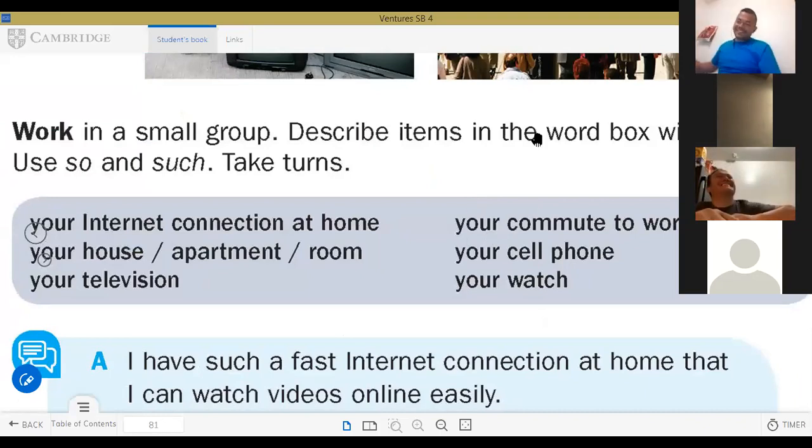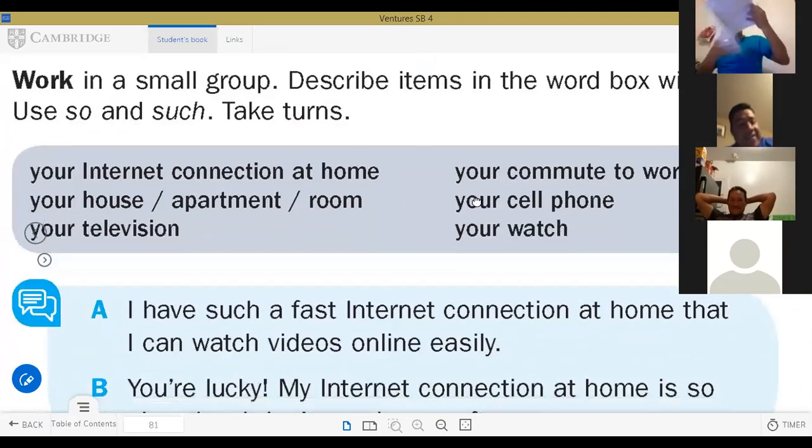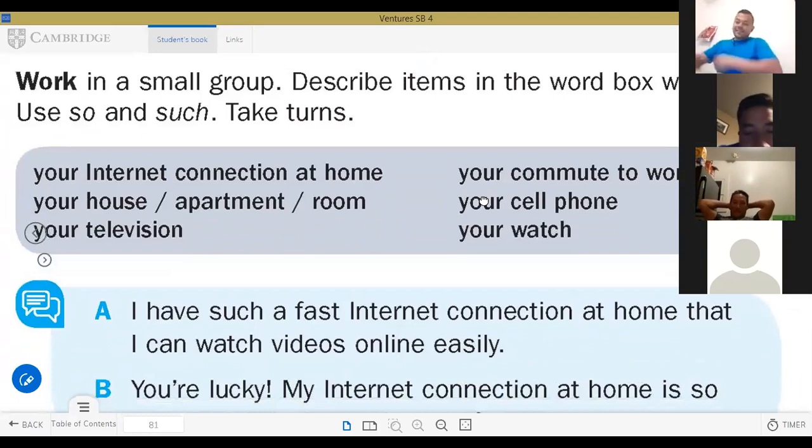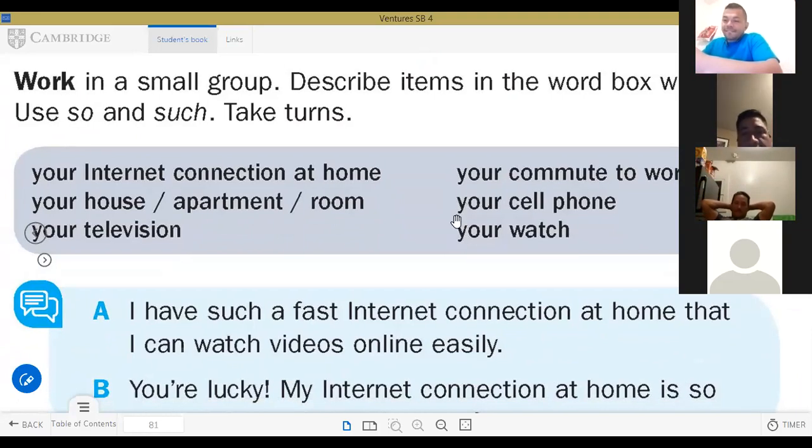All right, teacher. So you say "so" is for adjectives only, and adverbs only. And "such" is for adjective and noun. Adjective and noun. Okay. Thank you, teacher. All right.